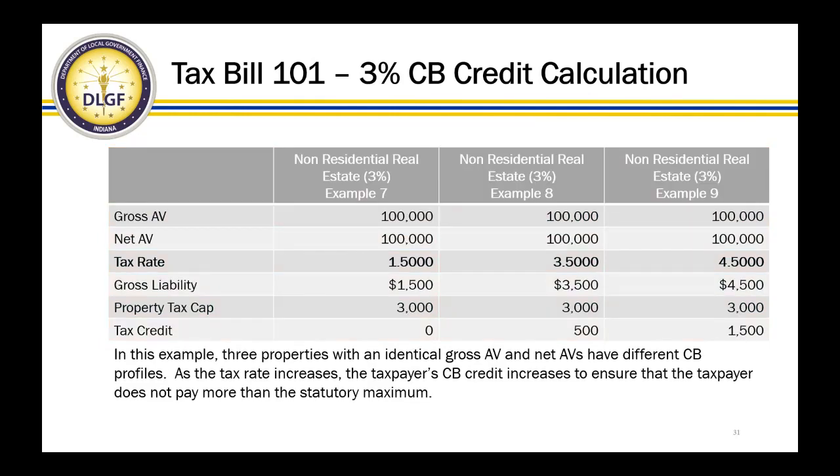And then, in our third example, we're looking at a very similar example from the 3% bucket. In example 7, gross liability is less than the cap, so there are no credits. In example 8, $500, and in example 9, we're looking at $1,500 of credit. So in order to figure out how much circuit breaker credit is going to be applied to an individual tax bill, we need as much information as we can possibly get. The gross AV can be used to calculate the cap, but we need to be able to see the gross liability compared to the cap to figure out how much circuit breaker loss there will be on any given property.